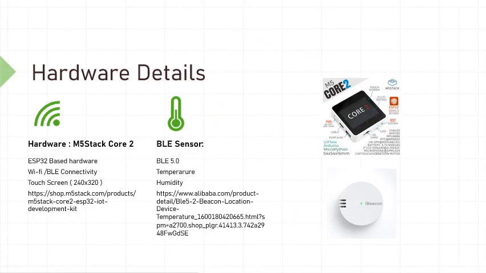The hardware I have chosen here is a maker hardware made by a company called M5 Stack. The variant is called M5 Core 2. It is basically a BLE and a Wi-Fi based product which has a touch screen of a resolution of 240 by 320. And with this, I'm going to use a BLE sensor that is going to be connecting through the Bluetooth low energy interface to provide the temperature and the humidity information to the main display.